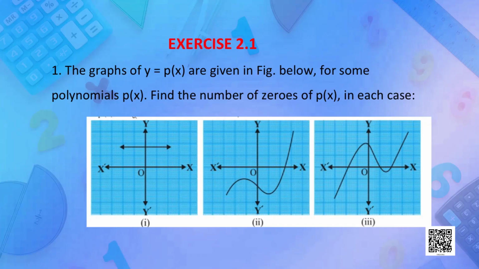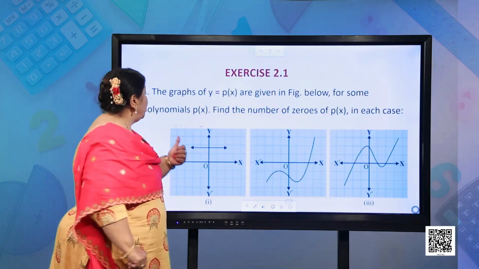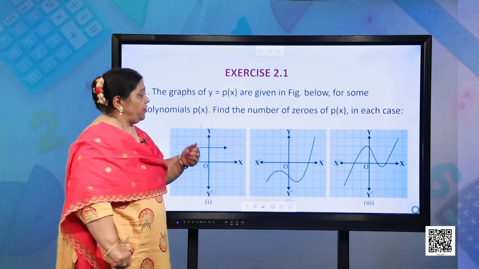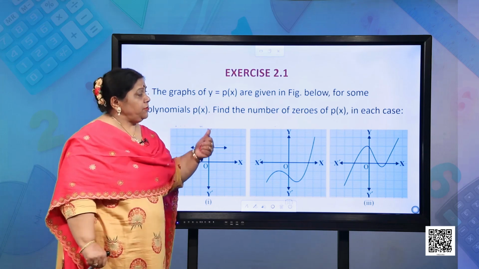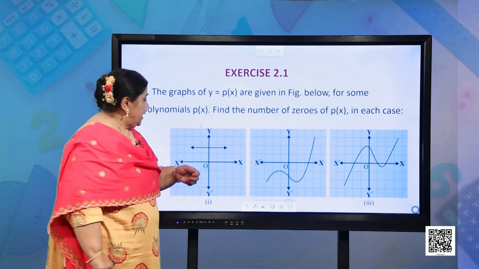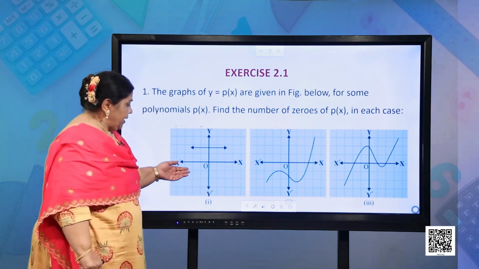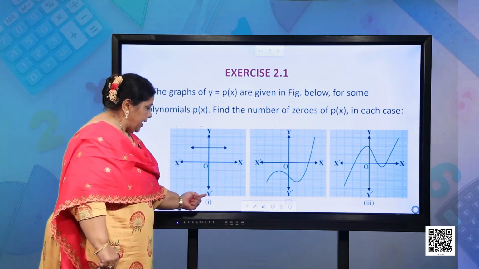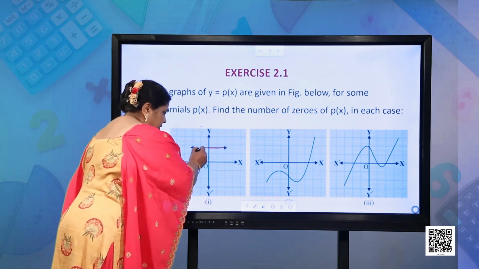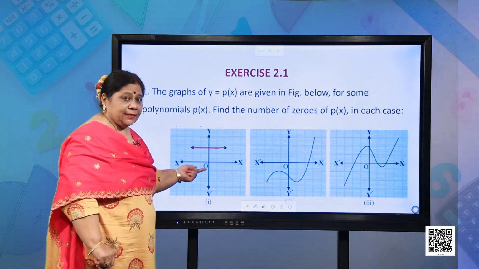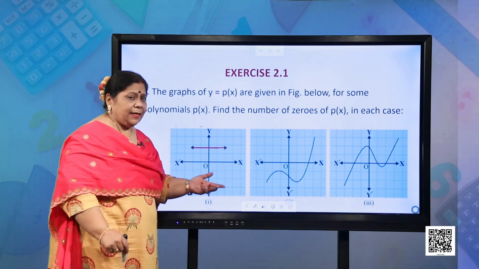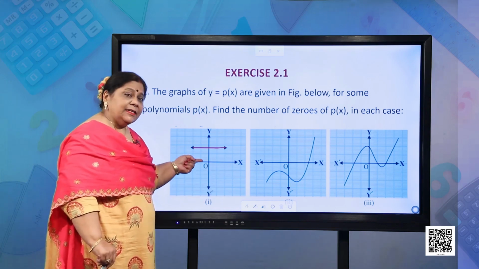Okay. Now, we shall look into exercise 2.1 of the NCERT textbook. First question: the graphs of y = p(x) are given in the figure below for some polynomials p(x). Find the number of zeros of p(x) in each case. Let us look into each case. First one, can you see, this is the x axis and this is the y axis, and this is the graph of the polynomial. We can see it is parallel to the x axis, that means it is not touching the x axis at any point. So, the number of zeros here will be 0.